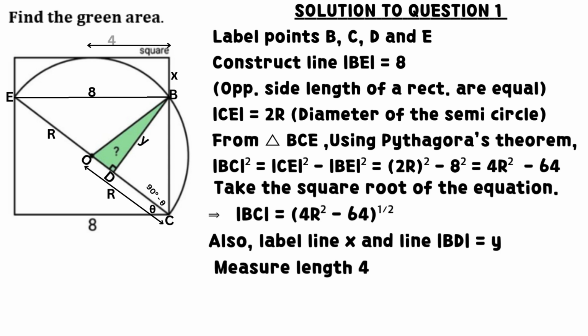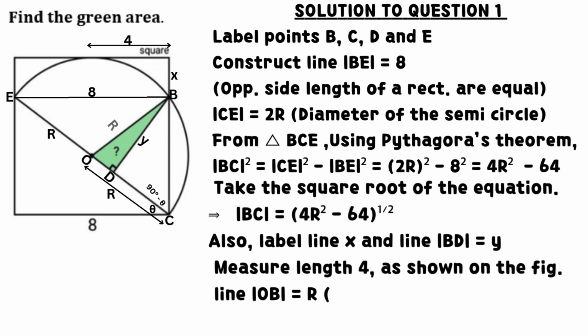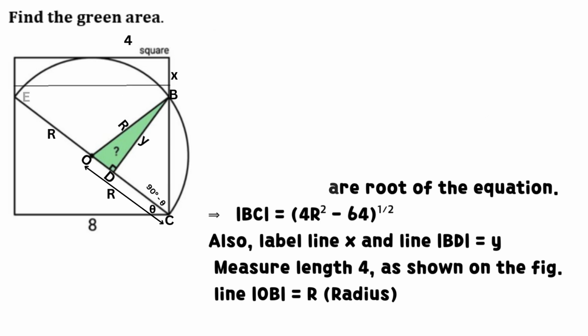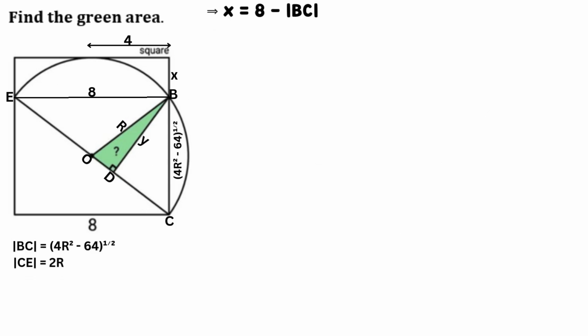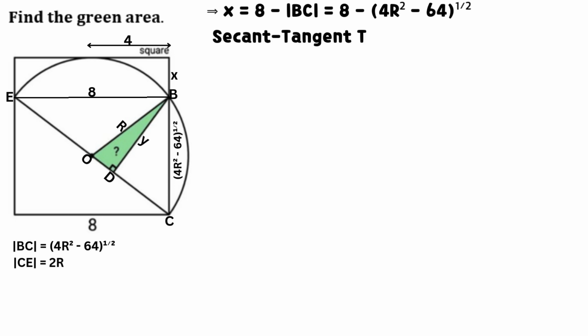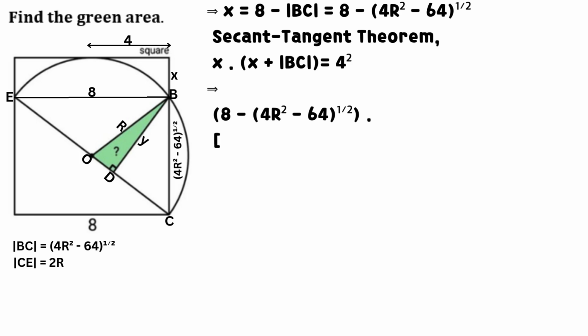Also, label the line X, and line BD equals Y. Measure length 4, which is half the side length of the square, as shown on the figure. Line OB equals R, which is the radius of the semicircle. It follows that X equals 8 minus line BC, which equals 8 minus the square root of 4 times the square of R minus 64.